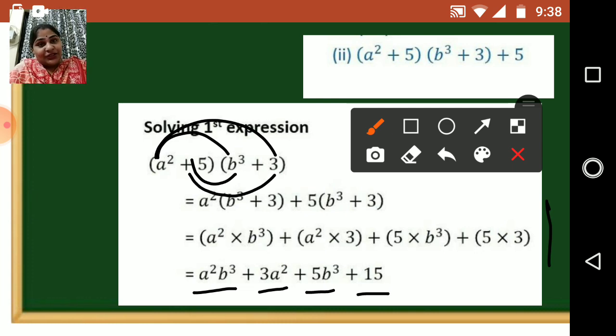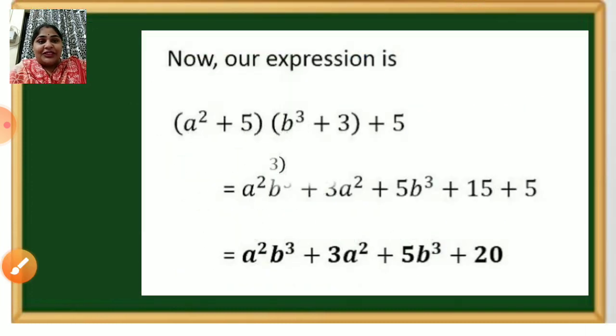And in both the brackets, you can see there is an addition sign. So whatever terms we are getting, all are positive. So once this is done, now here we will write plus 5. 15 plus 5 is 20. So that will be the solution. That is a square b cube plus 3a square plus 5b cube plus 15 plus 5 is nothing but a square b cube plus 3a square plus 5b cube plus 20.